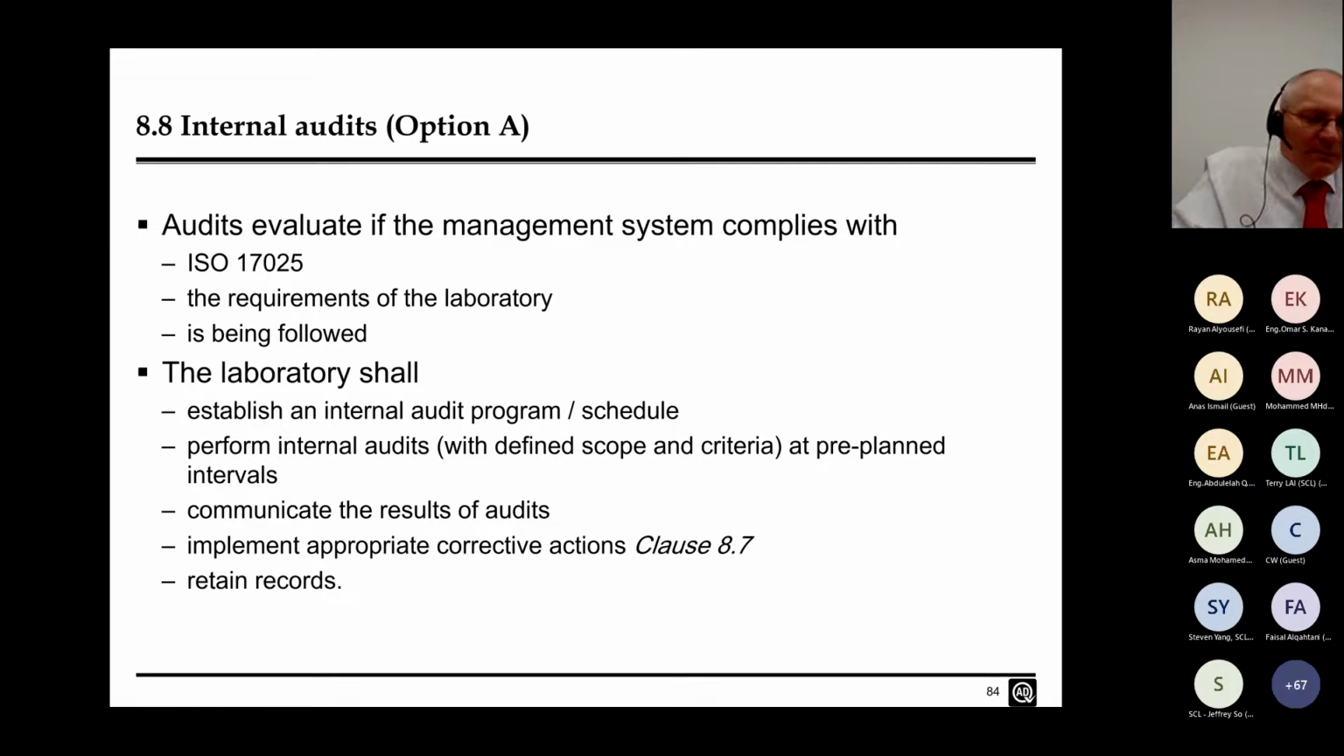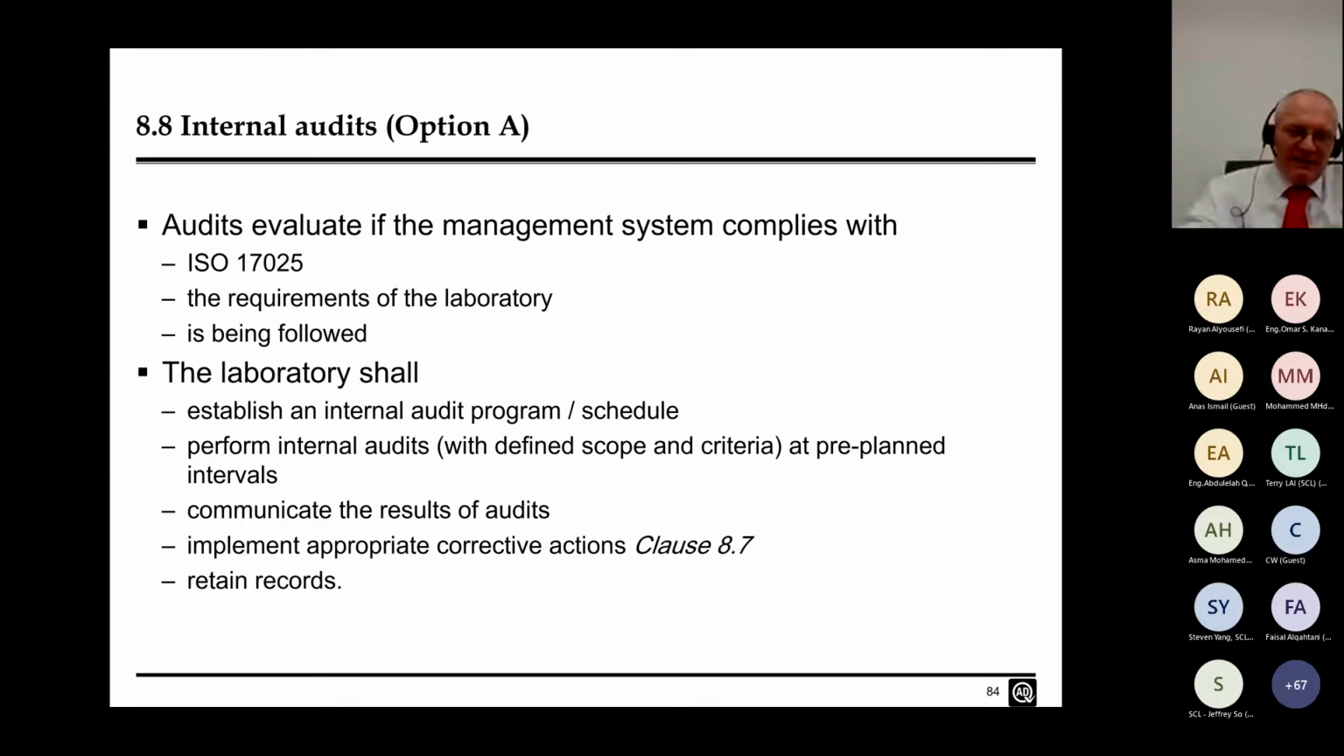Internal audits are probably the most important part of the management assessments within ISO 17025. They are one of the two things, with management review, where I have been on assessments in laboratories. We have been doing an assessment and the lead assessor has come to me and said, stop, we're leaving. There is no point continuing. They've not been doing their audits. They've not been doing their management review. We're not going to continue. So they're critical, absolutely critical.